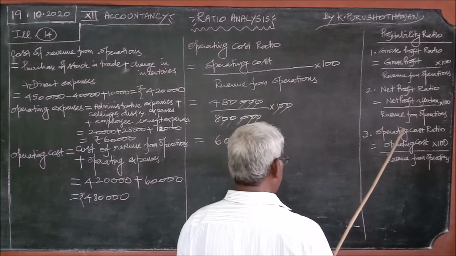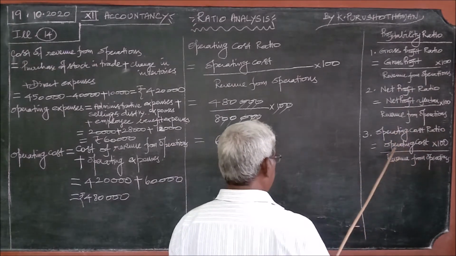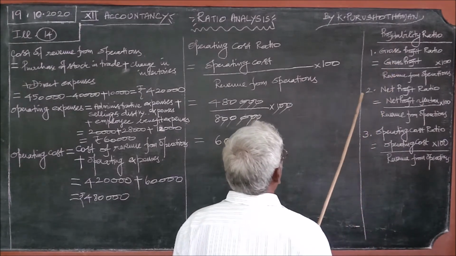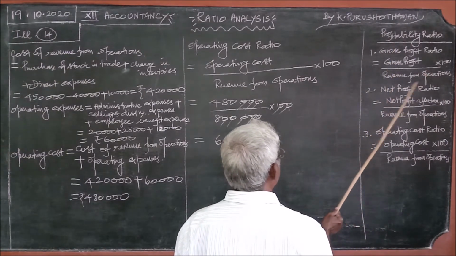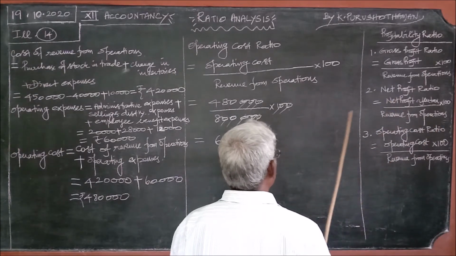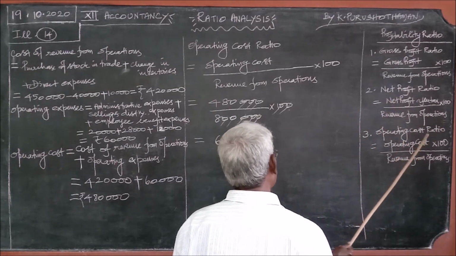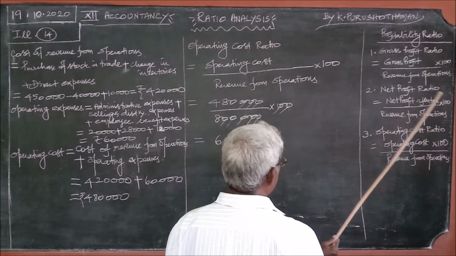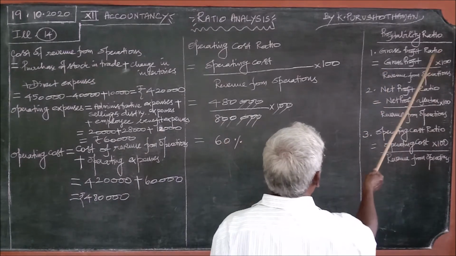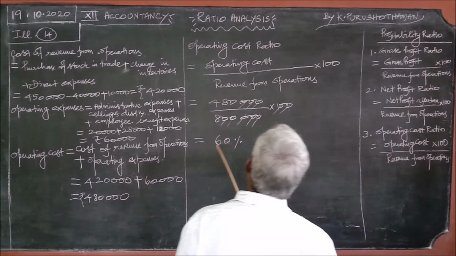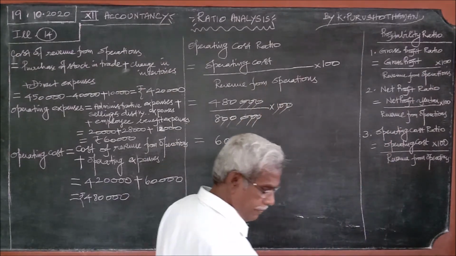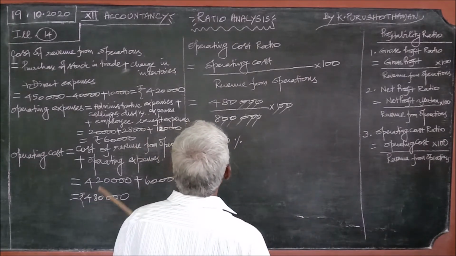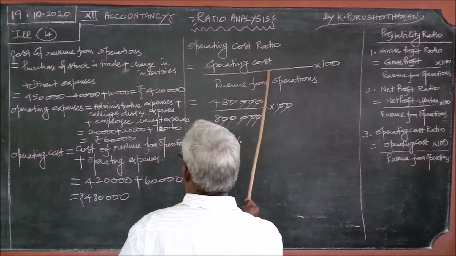Then if it is operating cost ratio, operating cost by revenue from operations. For gross profit ratio, gross profit is the numerator. For net profit ratio, net profit is the numerator. For operating cost ratio, operating cost is the numerator, and all the denominators are revenue from operations into 100. So revenue from operations is given in the problem straight away, 8 lakh, no problem. So we should find the operating cost.